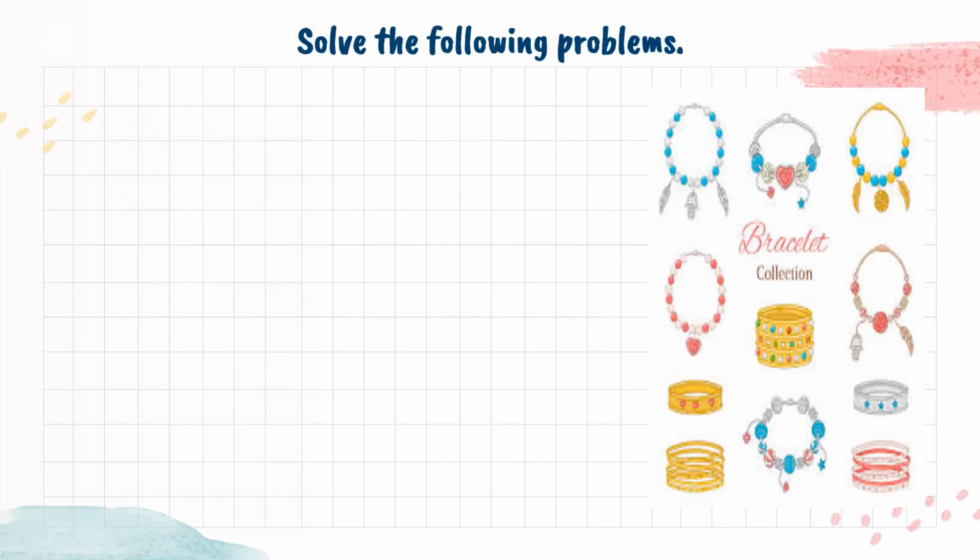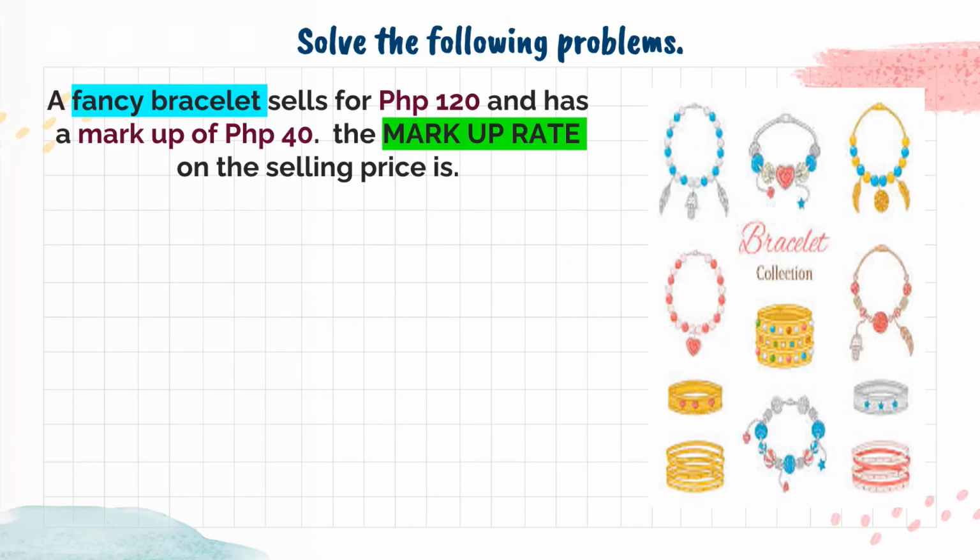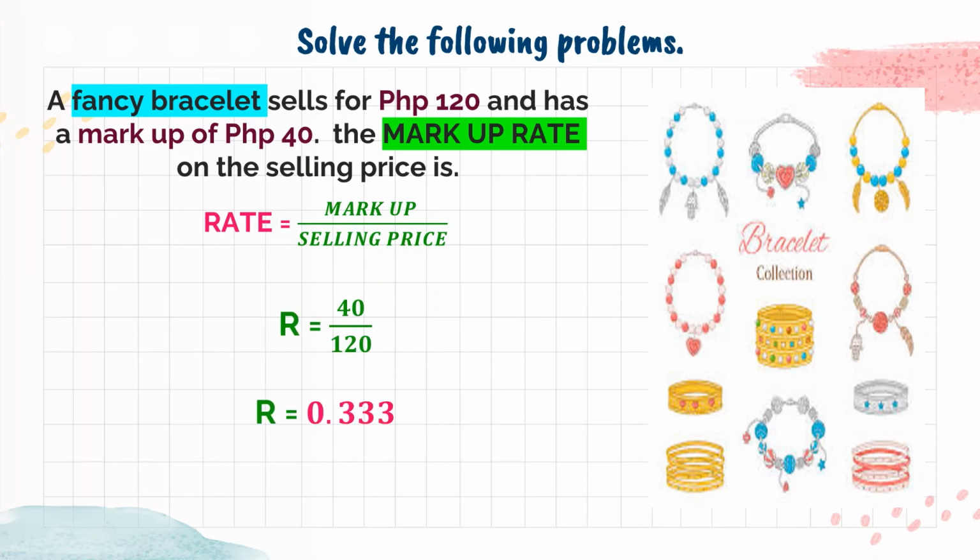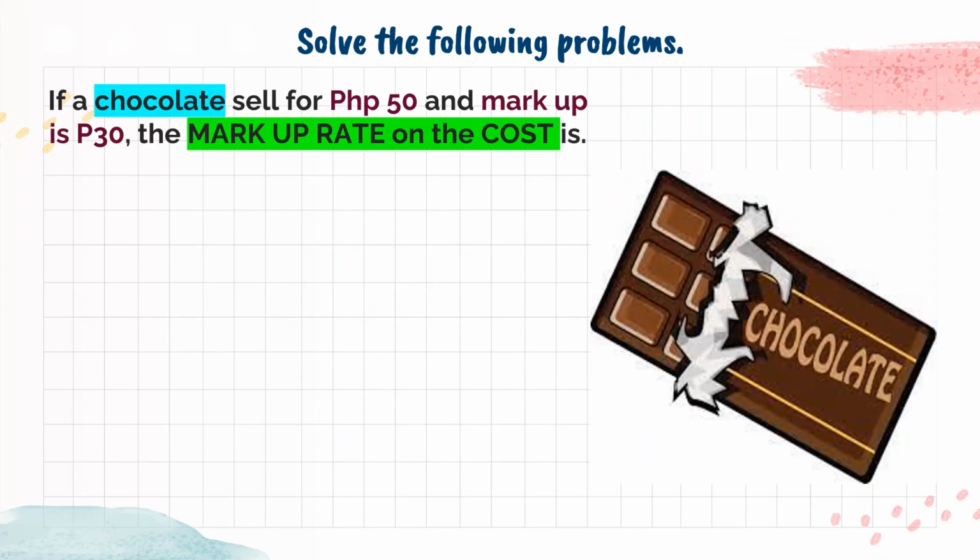Okay, let's practice. A fancy bracelet sells for 120 pesos and has a markup of 40 pesos. The markup rate on the selling price: rate is equal to markup over selling price. 40 divided by 120, that is 0.333. So meaning, if we convert it into percent, 33.3%.